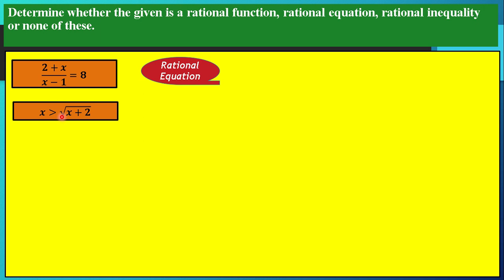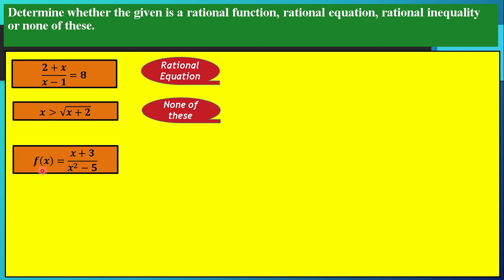Wala po. Meron po tayong expression which is radical expression na pwede pang masulat into an expression with fractional exponent, which violates the rule on polynomial expressions. So ang sagot po natin ay none of this. Although meron tayong inequality symbol na nandyan, hindi natin pwedeng sabihin na rational inequality yan kasi wala naman pong involved na rational expression. Pangatlo, f of x is equal to x plus 3 divided by x squared minus 5.